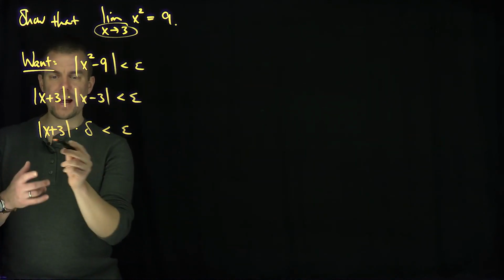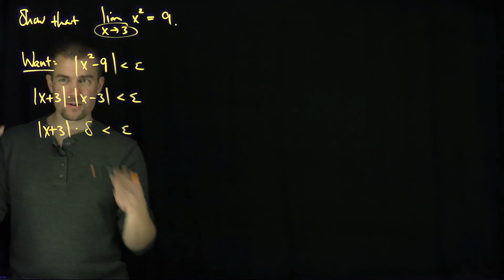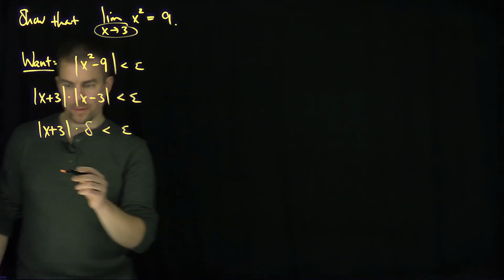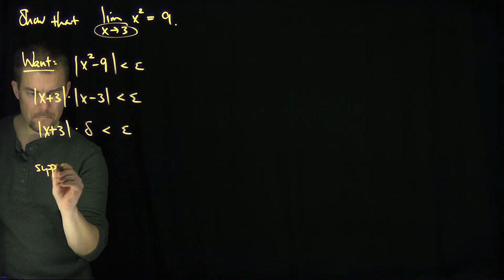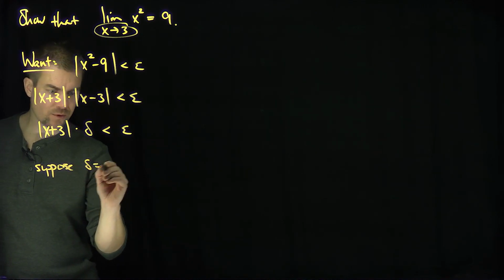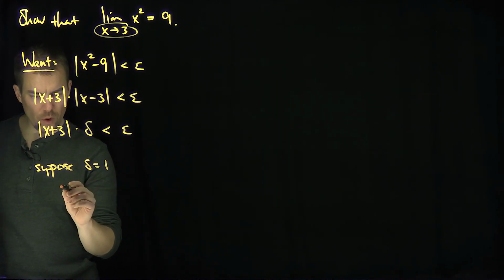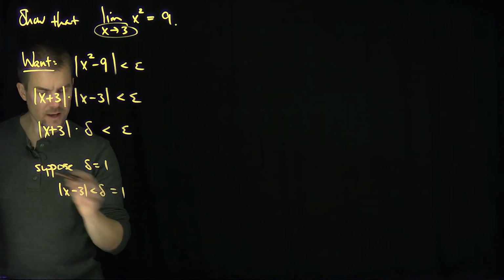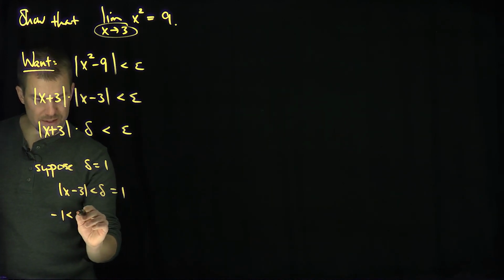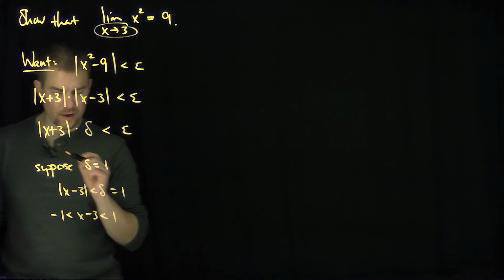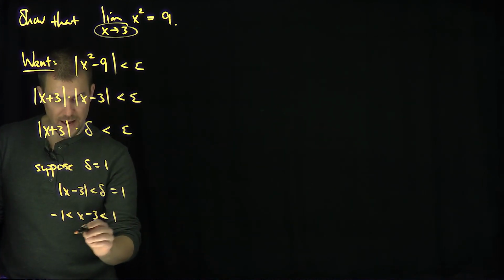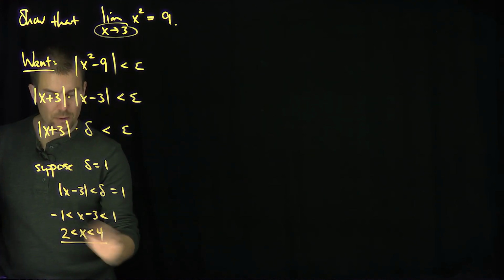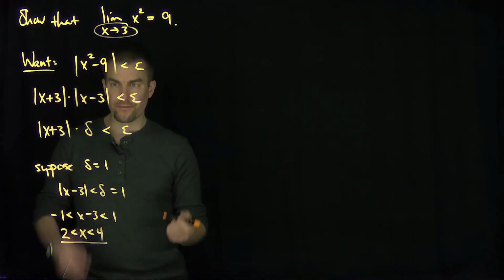The problem now is that I can't really estimate this x plus 3 in terms of delta because it's not close. However, let's suppose temporarily that delta was equal to 1. Then our absolute value of x minus 3 less than delta would say that negative 1 is less than x minus 3 is less than 1. What's the absolute biggest that x can be? Over here it's 2 less than x less than 4. So the absolute biggest that x can be in this range is 4.